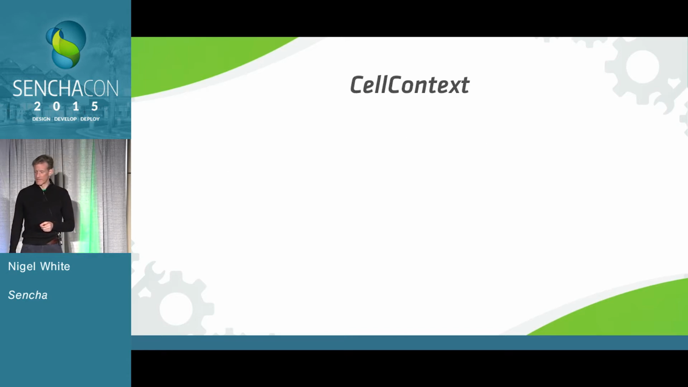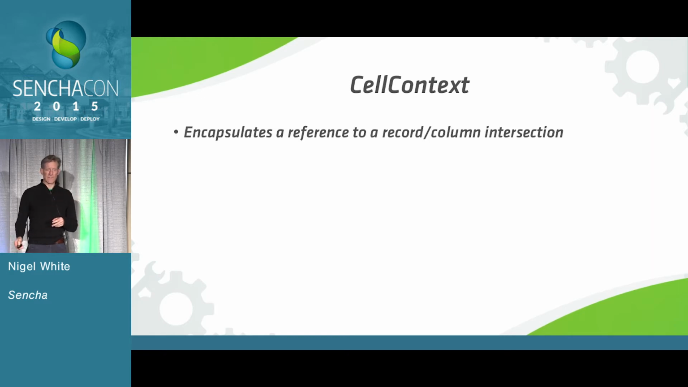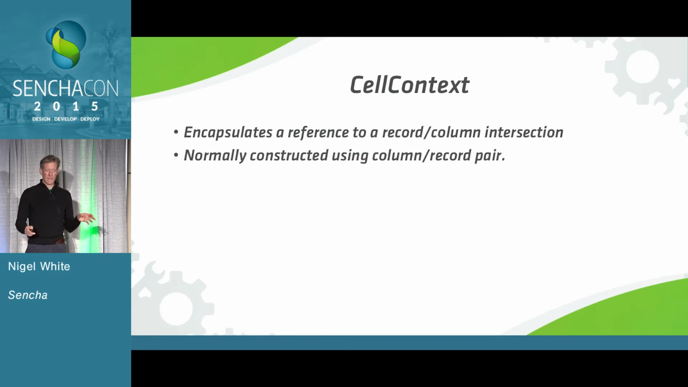Okay, those are the basics. So now some new stuff. We've got a new class which helps you address individual cells in your grid. It's called a CellContext. It encapsulates a reference to a record and column intersection. So you can construct it using either a column and record, or you can construct it using a record index and a column index.